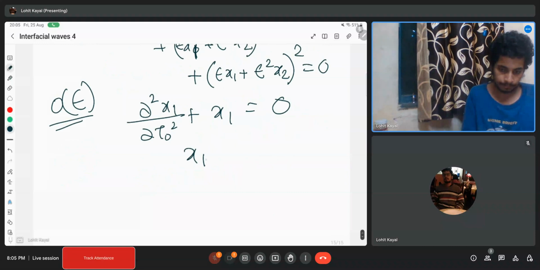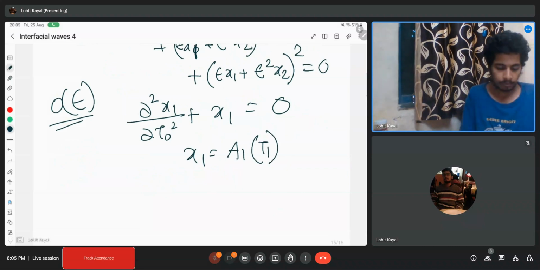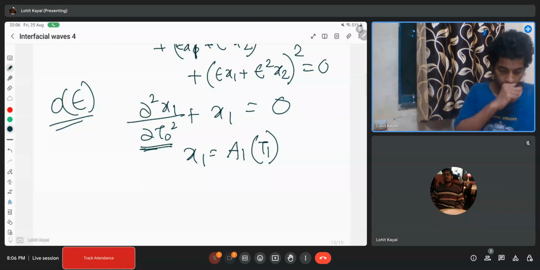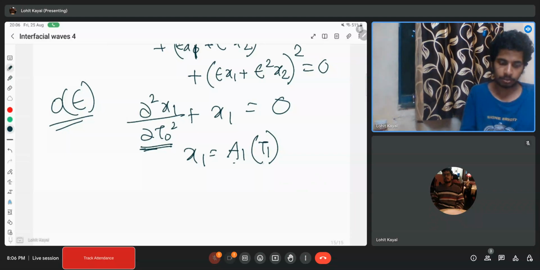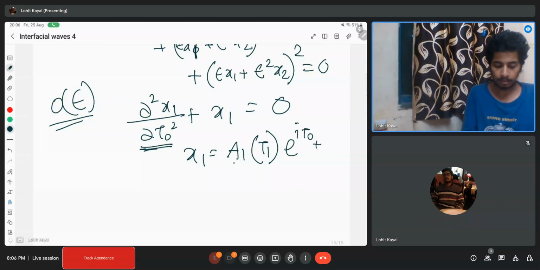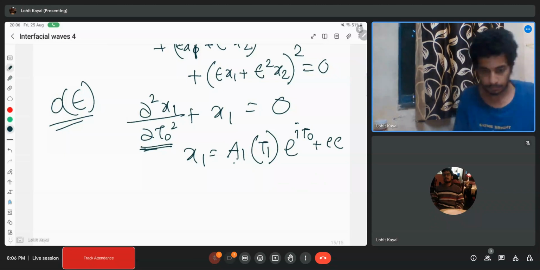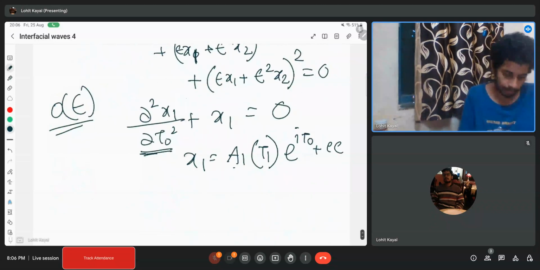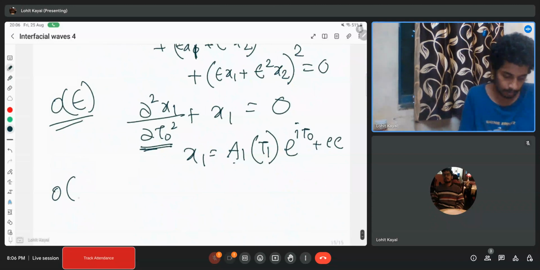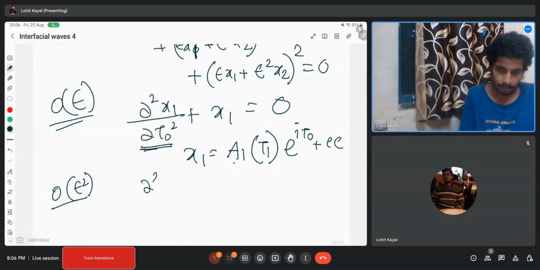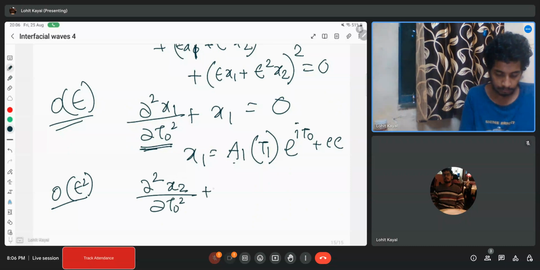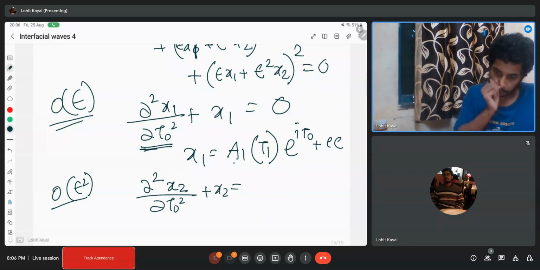So x1 is some a1 of t1, right? So we see that x1 is a function of both t0 and t1, and this is a partial differential equation in t0 only. So the constant term will be a function of t1 times e to the power of i t naught plus some complex conjugate. Now at the second order, what we will have? At order epsilon square, del square x2 del t naught square plus x2, and we will have something on the right hand side.